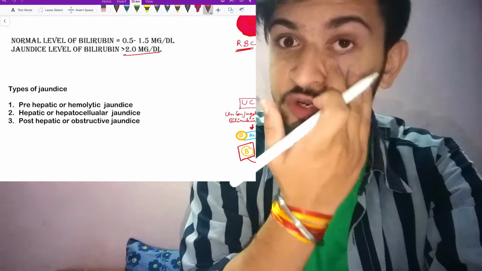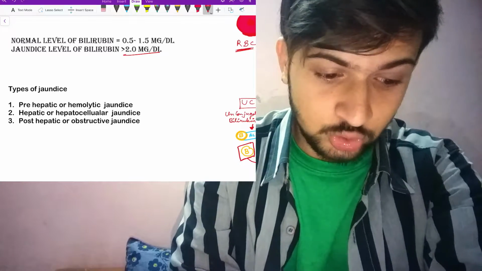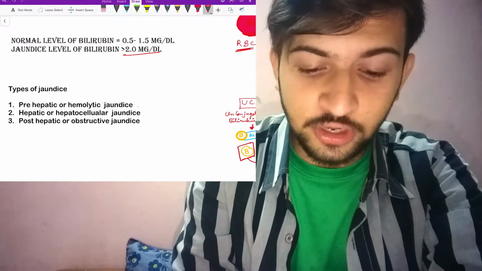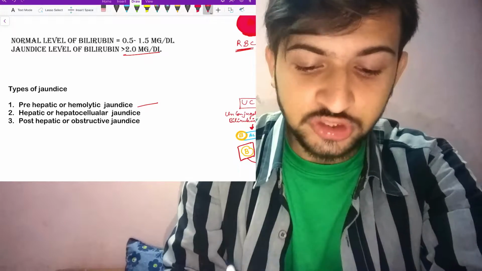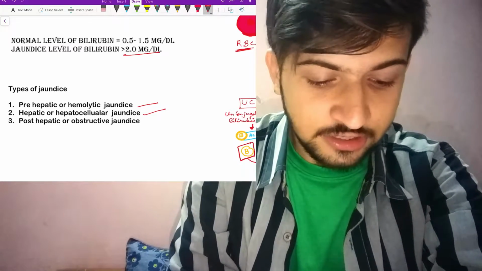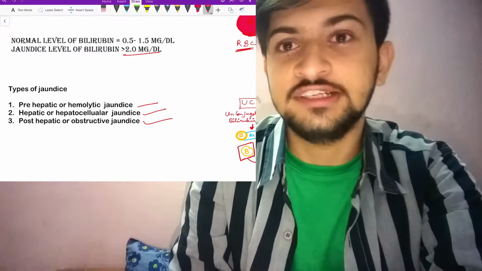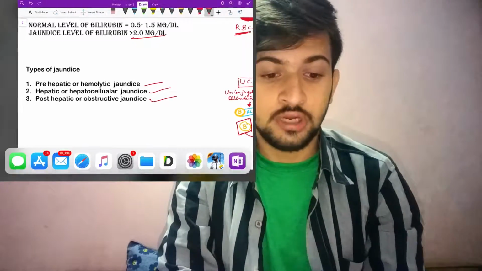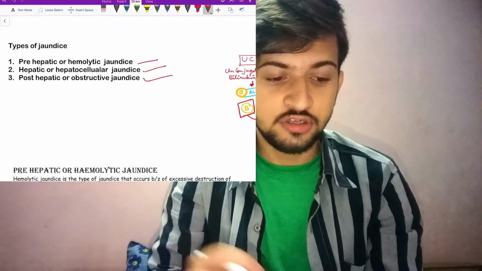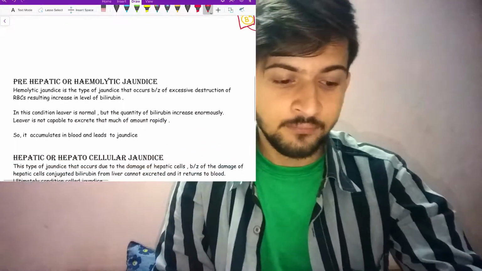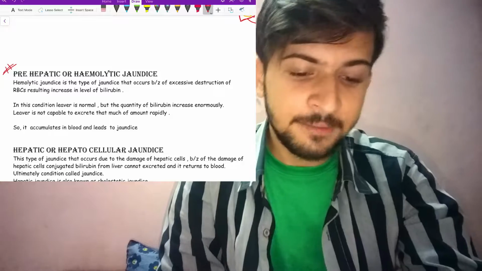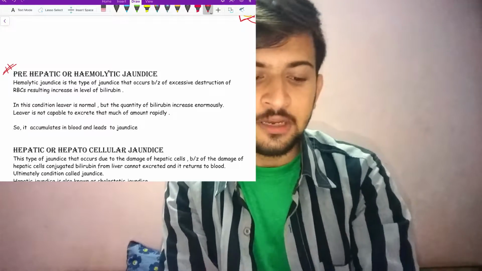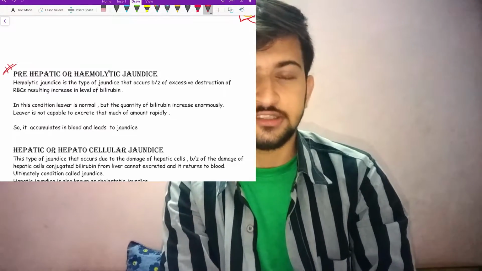So the types of jaundice. The first one is pre-hepatic or hemolytic jaundice. The second one is hepatic or hepatocellular jaundice. The third one is post-hepatic or obstructive type of jaundice. Now deal with all three types of jaundice in detail. The first one is pre-hepatic jaundice, or hemolytic jaundice.